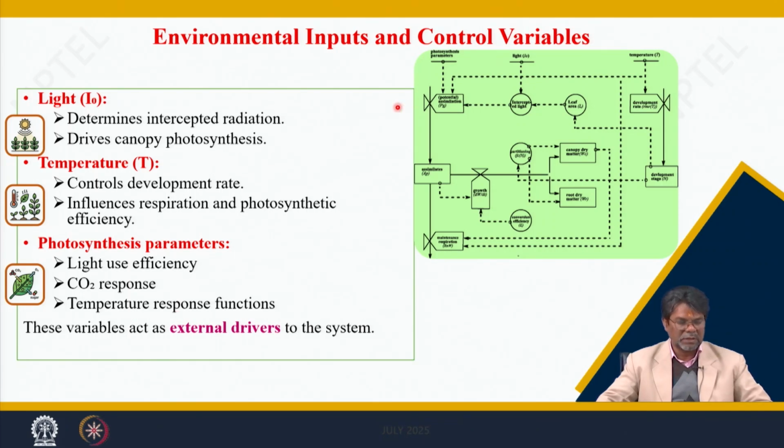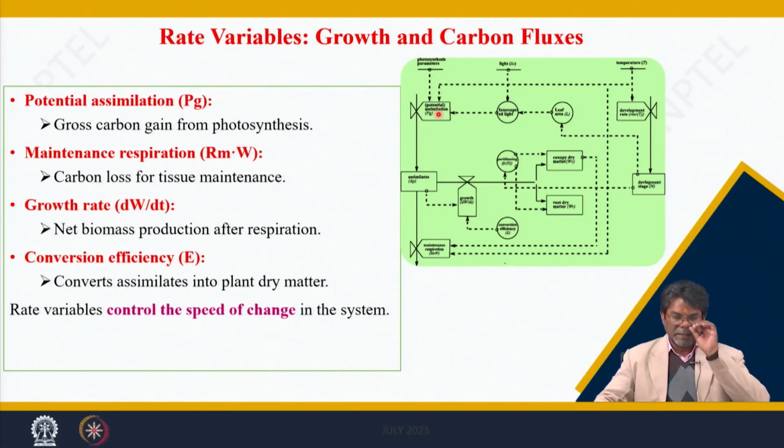This already gives the link, how these photosynthetic parameters influence the potential assimilate. That means the amount of carbohydrate assimilates per unit area per unit time, grams carbohydrate per meter square per hour, that is the potential assimilation rate. This is the rate variable. Similarly, the potential assimilation is the gross carbon, grams CH2O per meter square per hour, a rate variable.